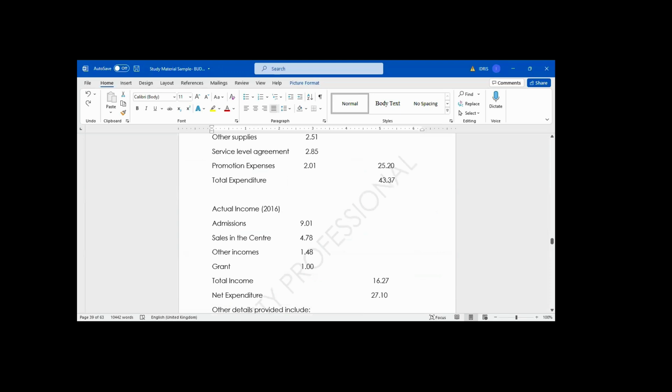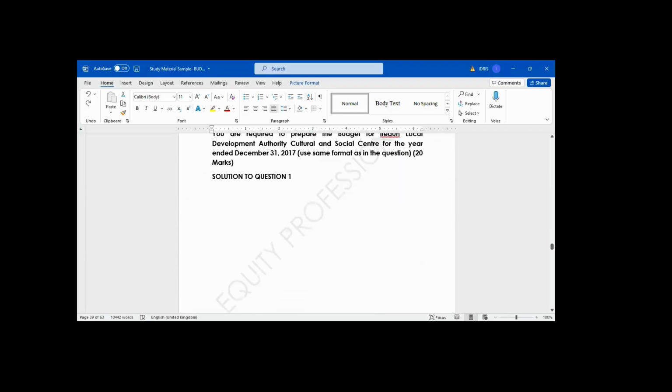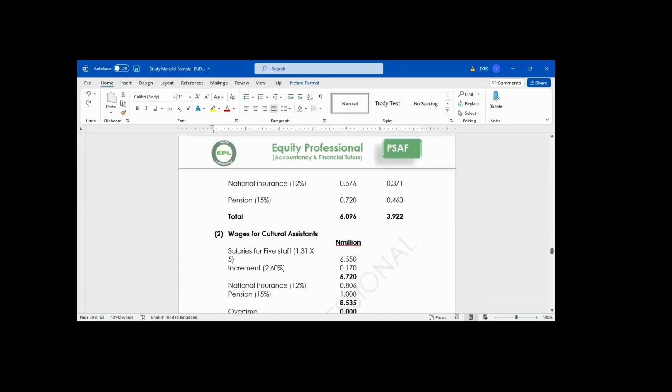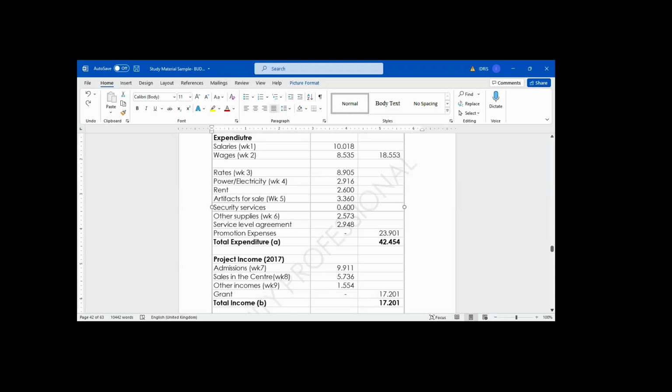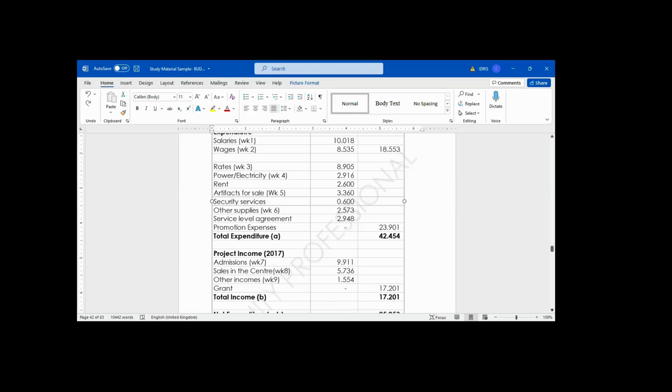Other income for last year was 1.448. So 5% of it, and you add it. So how much are we going to get? 1.554.